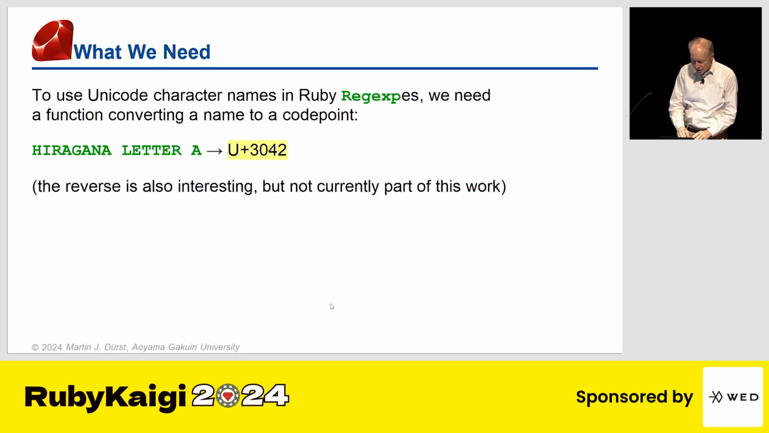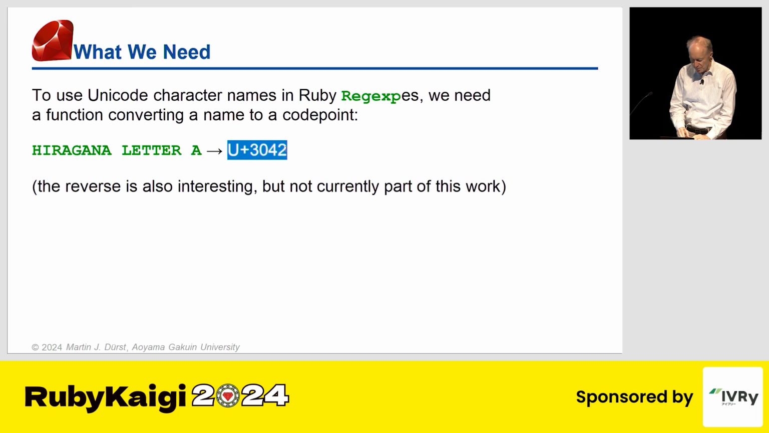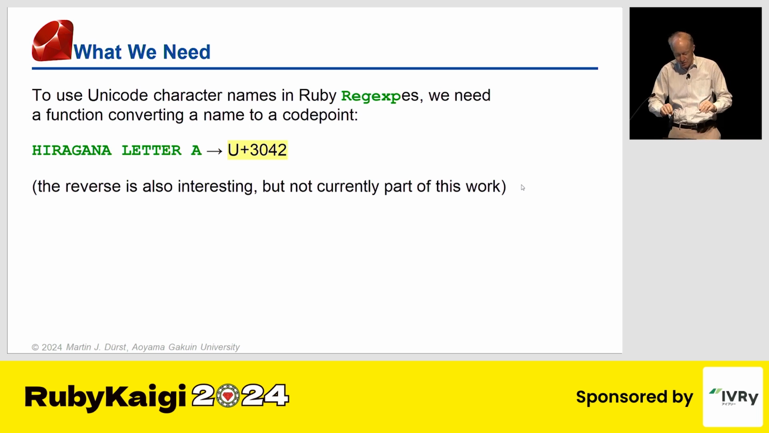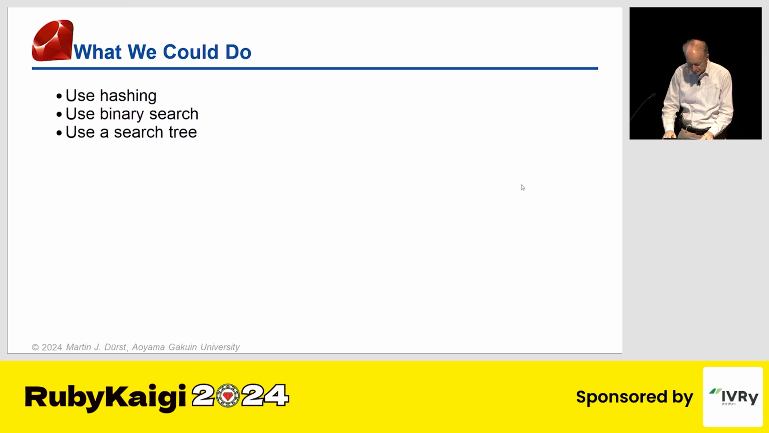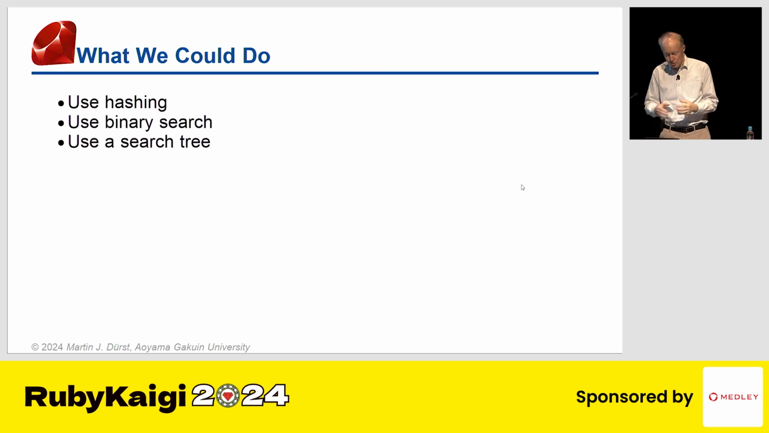So what we need is a function that we can give a name, and we get back a code point. The reverse is also interesting. There's some other interesting stuff, but that's not what I'm currently discussing. That's maybe future work. So how could we do that? If you want to do it just in Ruby, you use a hash. We could also have an array with binary search, or we could use a search tree.